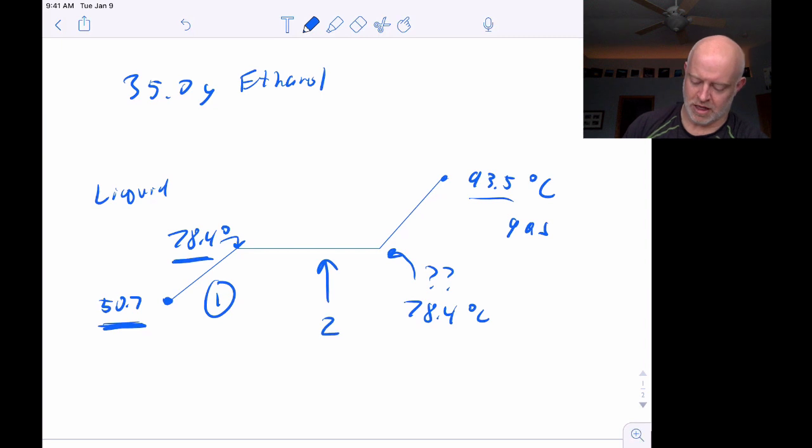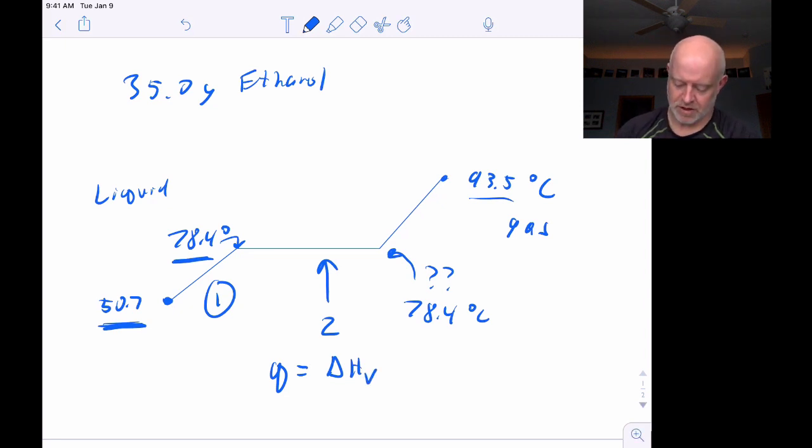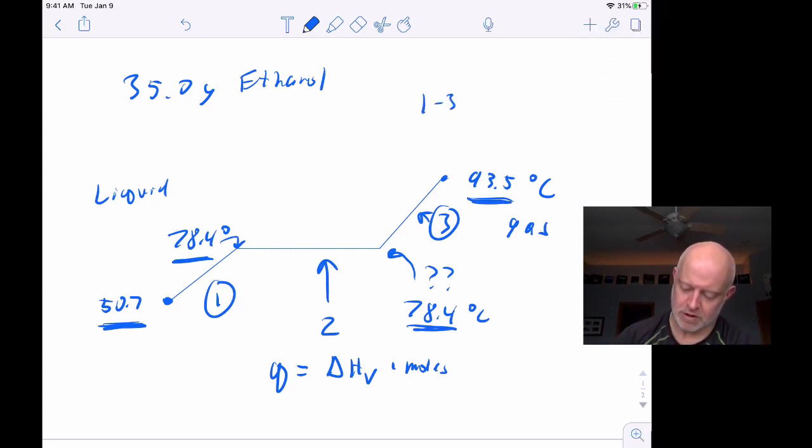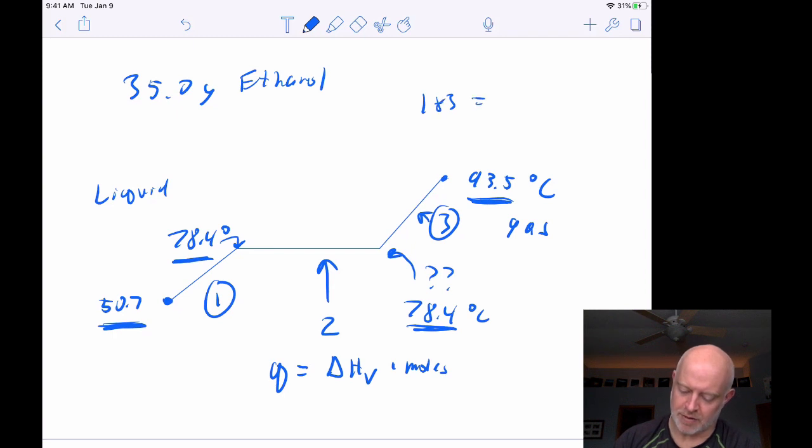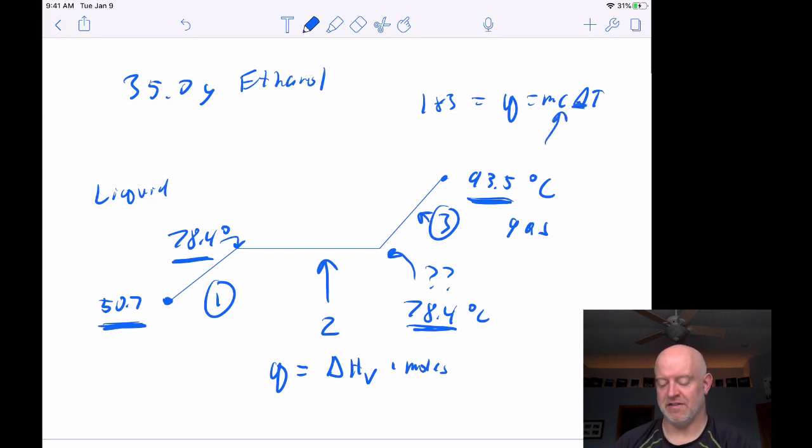Part two, I'm going to be finding my heat of vaporization for ethanol times my moles. And in part three, again, I know my starting temperature and my final temperature. So parts 1 and 3, I'm going to be using MCAT. Again, pay attention to that C value, because the C value for 1 will be different than the C value for 3. So let's take a look at that.